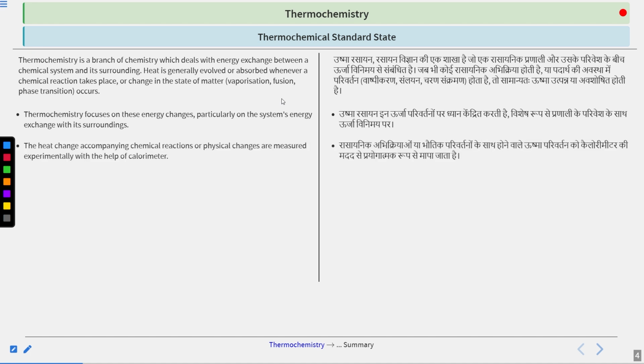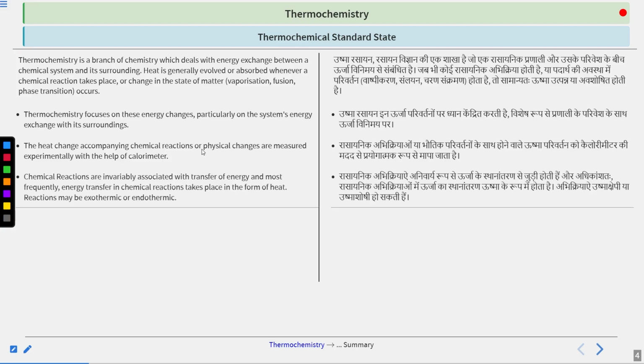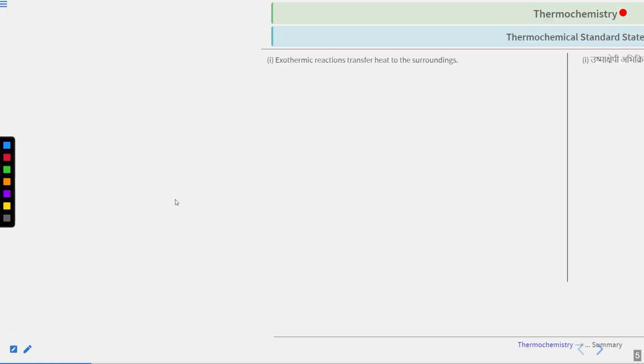Now all these changes in the system are calculated in practical life with the help of a calorimeter, and I have told you this at the start. So chemical reactions exchange heat, and this exchange of heat can happen in two ways. Those two ways are used to classify the reactions into two types: exothermic reactions and endothermic reactions. Clear?